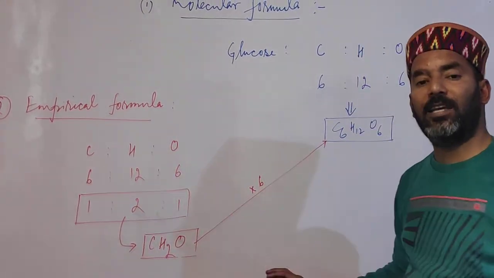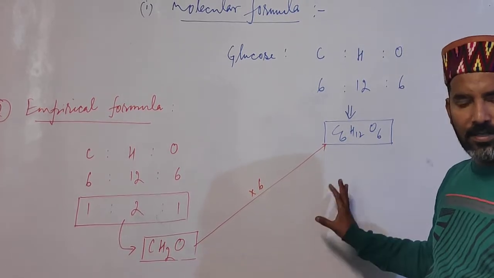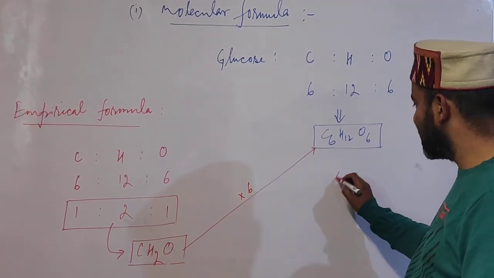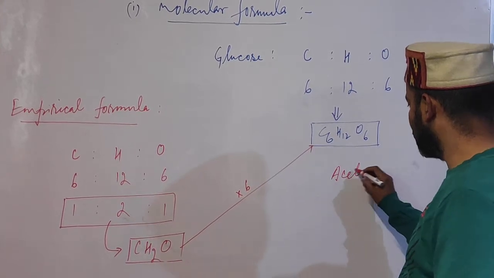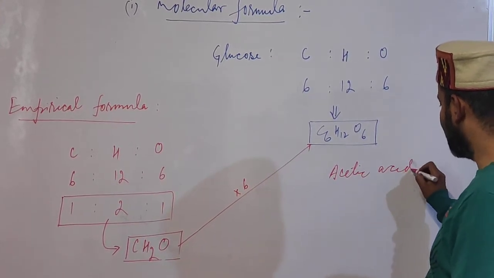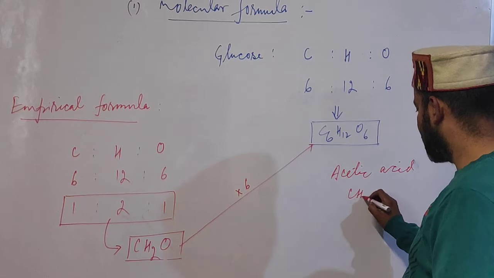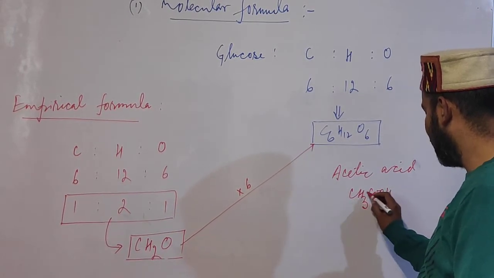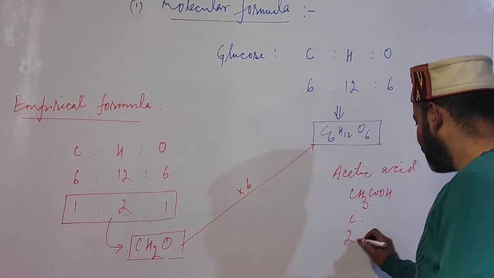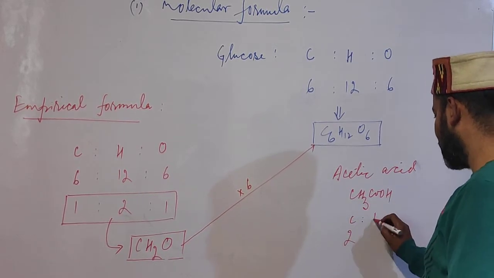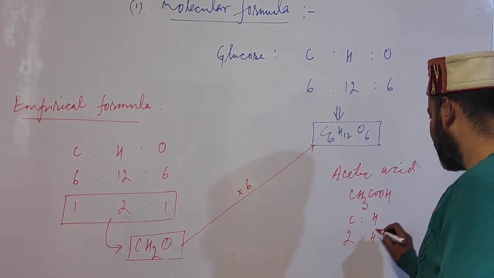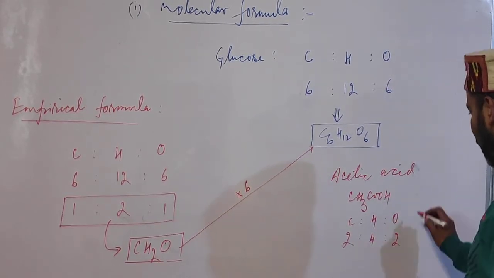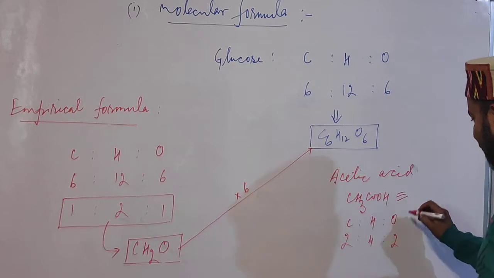does not imply that the compound will also be the same. For example, I write a compound, acetic acid. Now this is also very important information. Acetic acid is CH3COOH. Now students, how many carbons do we have here? 2. How many hydrogens? 4. And how many oxygens? Again 2. So the formula of acetic acid can be written as what?